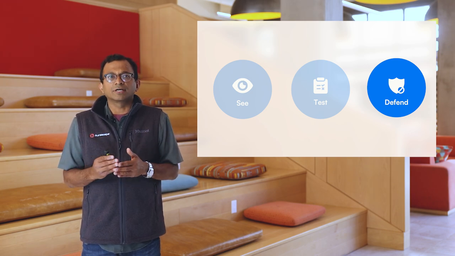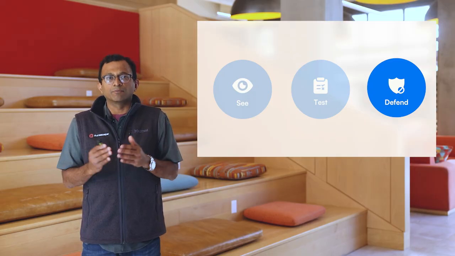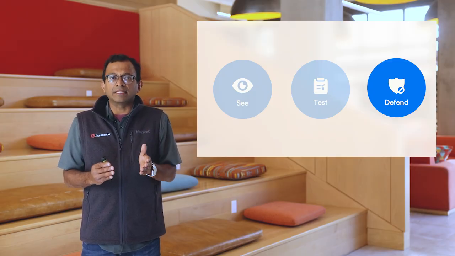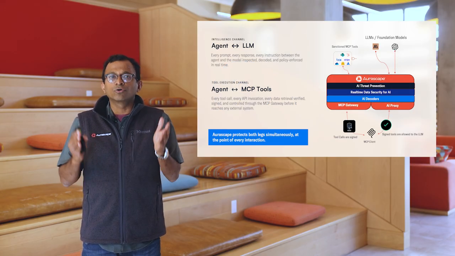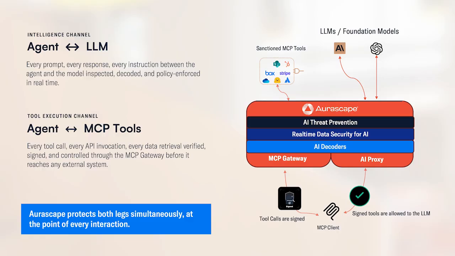So far, we've talked about seeing what agents are doing and testing how they can break. The final step is defending them in production. Aurascape sits in the middle of the agent's two critical channels. First, the intelligence channel between the agent and the LLM, where every instruction, response, and piece of reasoning flows. Second, the execution channel between the agent and the tools it can invoke, the systems it connects, and the data it retrieves. This position gives us something unique: full context.